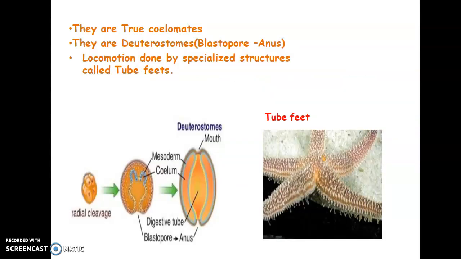And they are called true coelomates. True coelom is another advanced chordate character: a true coelom, or body cavity, that you can see between the body wall and the alimentary canal. So this is another highly advanced chordate character.